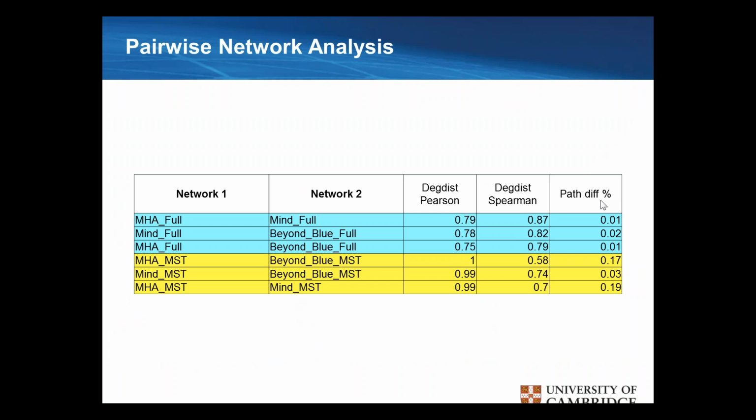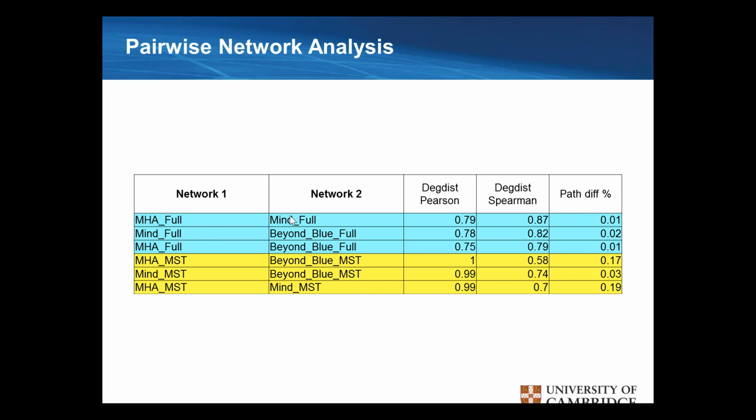The next piece of really simple analysis we looked at, which we ran in the GraphCrunch software, is the pairwise network analysis. Here we're basically looking to compare, in a really basic way, how similar the networks are to each other, but also how similar they are to every other network that we have. It's really simple stuff. We're just looking at the correlations in the degree distribution between the networks to see how strong they are, and we're also wanting to keep this path difference score nice and low.